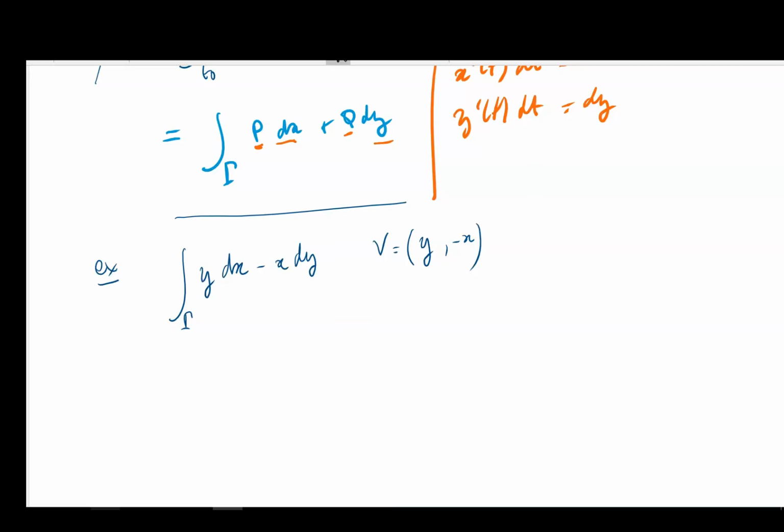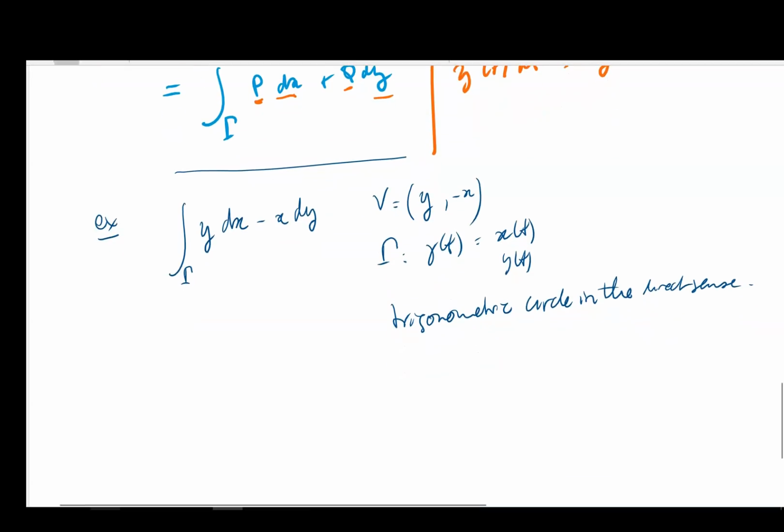And the curve gamma that I'm describing is going to be a parametric curve with x of t and y of t, and I want to describe the trigonometric circle in the direct sense. So you know that this is simply going to be described by x is cosine of t and y is the sine of t, and for this I just need t between 0 and 2 pi.